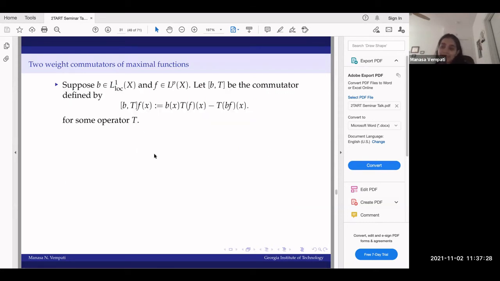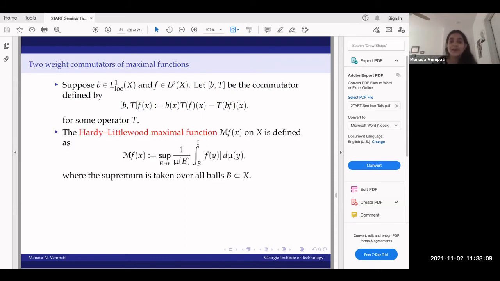Before I get into the main theorems that we proved, I'm going to state the terms that we use in our theorem, since it's all very technical. First I'm going to start with the definition of the commutator in the setting of spaces of homogeneous type. It doesn't really change much from the original definition in the Euclidean setting. We still consider a function b that is locally integrable on the space of homogeneous type, and an f that is in the L^p space on X. The commutator [b, T] is defined as [b, T] of f of x equals b of x times T f of x minus T of b f of x. This definition is not very different from what you see in the Euclidean setting.